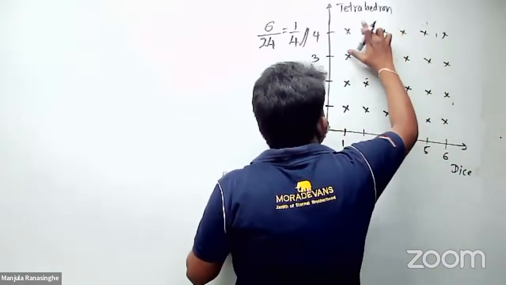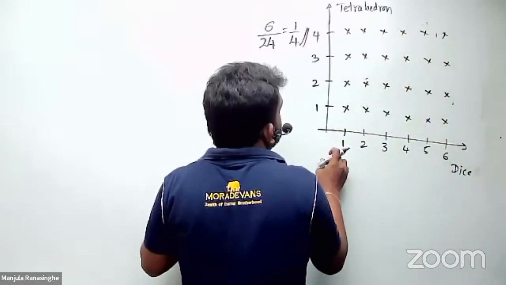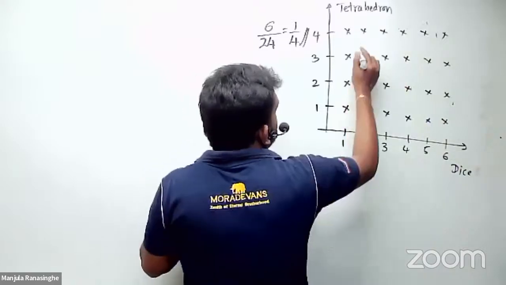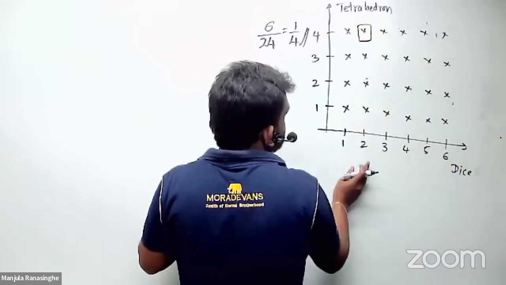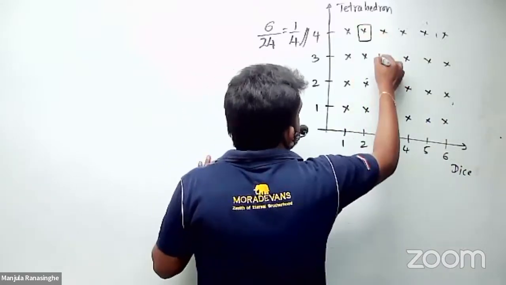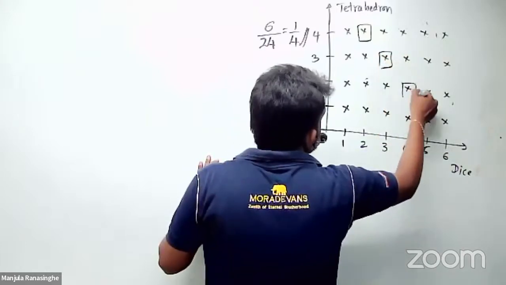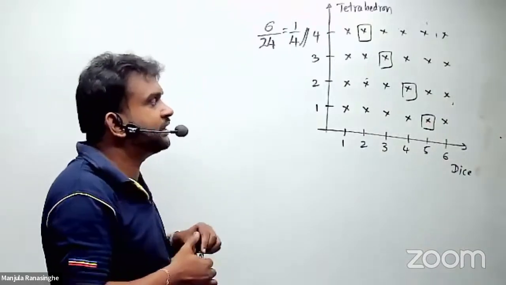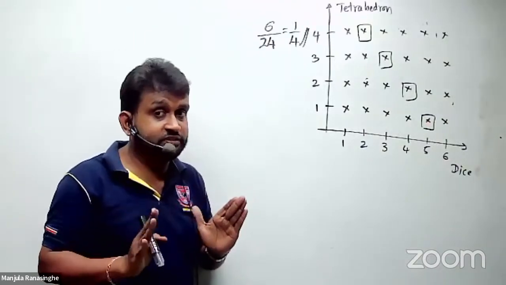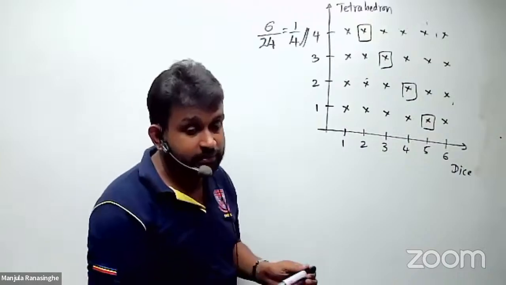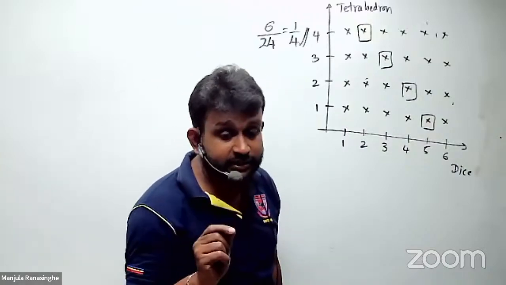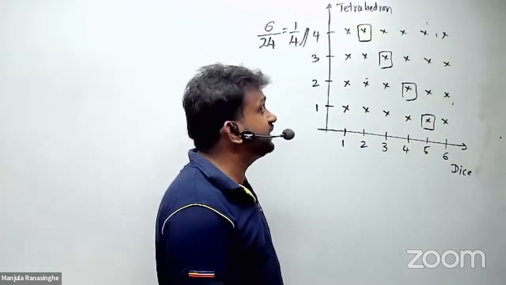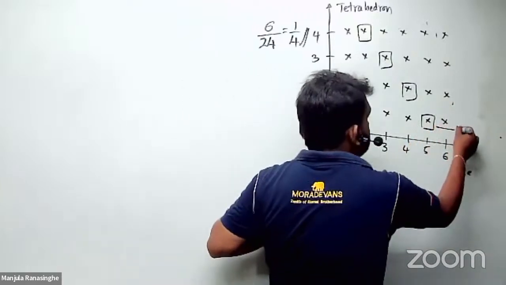The events where the sum becomes 6 are (1,5), (2,4), (3,3), (4,2) and (5,1). So these are the events where the sum becomes 6. That is the event B. Mark the event of getting sum as 6 on both dice and name it as B. That is B.